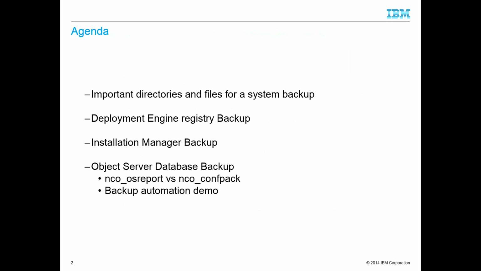No. All right. To wrap up, I just want to reiterate that it's important to have both your important directories and files, which is your NC Home, and then either the Deployment Engine or Installation Manager registry backup of the files needed there, and then also an object server database backup, either using NCO OS Report, NCO Compact, or the backup automation, the automatic backup trigger.